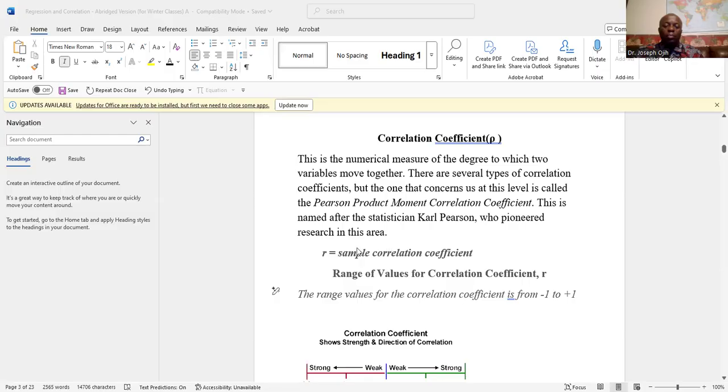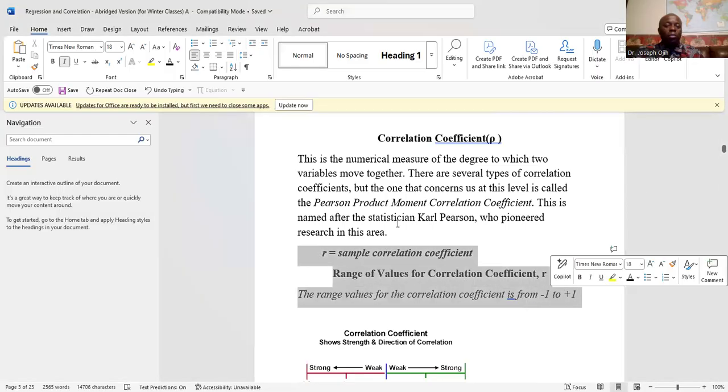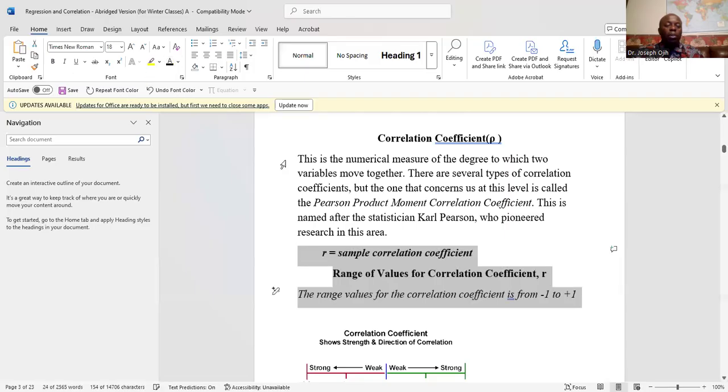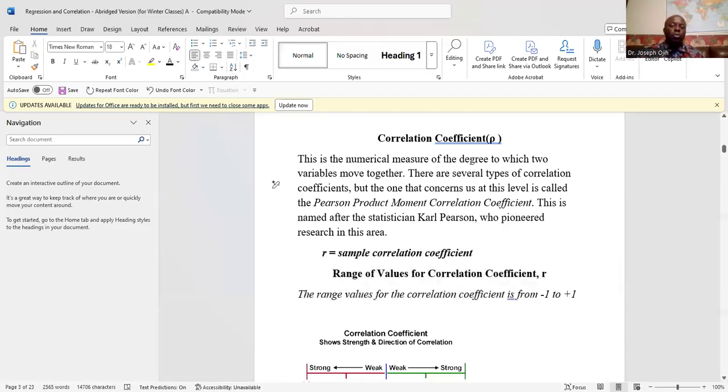which leads us to the main thing we are looking at today, correlation and regression. Let's start with correlation. Under correlation, which we represent with the symbol rho, we try to get a numerical measure of the degree to which two variables move together. We don't know the actual value of rho, but we try to estimate it using a small r, which is called the sample correlation coefficient.